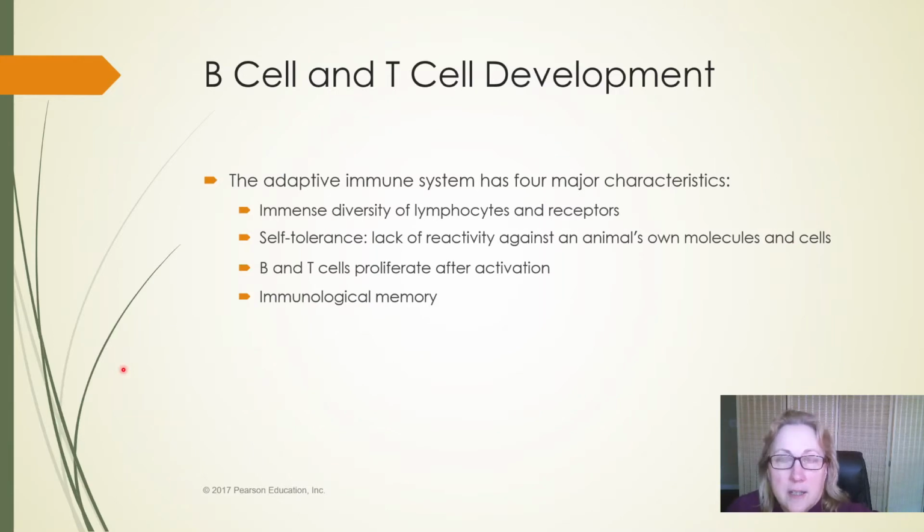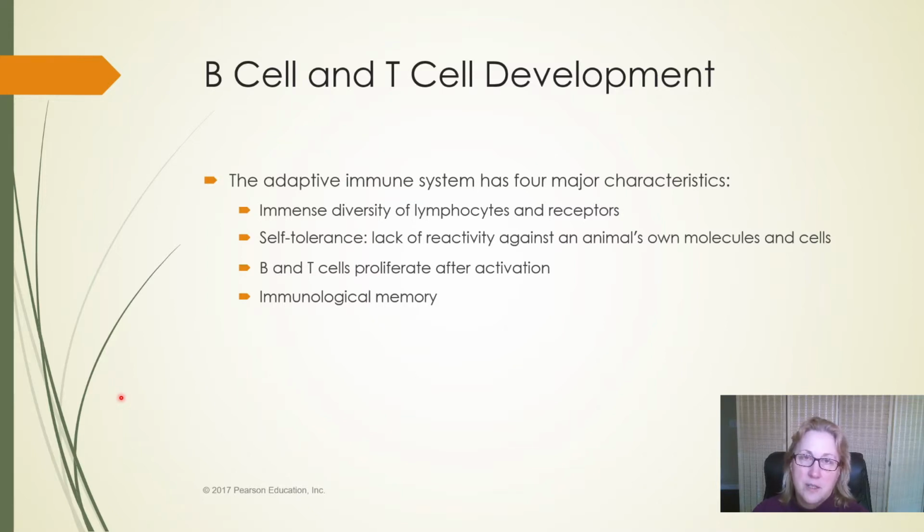All right, let's talk a little bit more about the adaptive immune response and B and T cells. So the four characteristics of the adaptive immune system, we'll talk about each of these a little bit more. The diversity of the lymphocytes and their receptors.